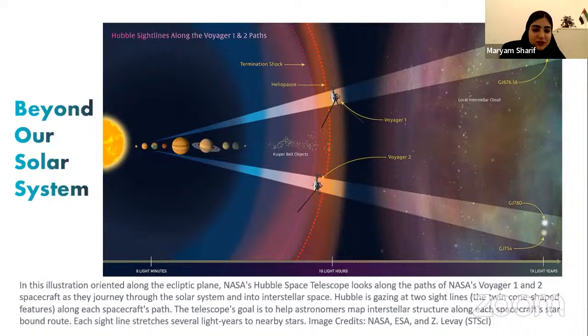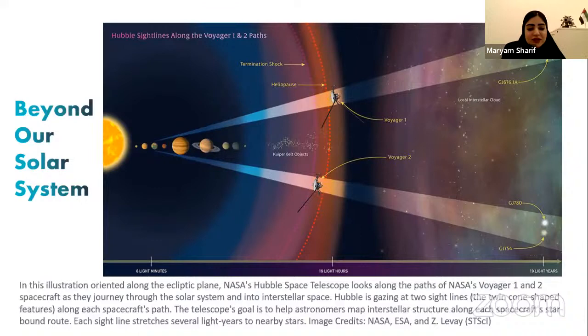As we can see, this is an illustration oriented along the ecliptic plane, as NASA's Hubble Space Telescope looks along the paths of NASA's Voyager 1 and 2 spacecraft as they journey through the solar system into interstellar space. So Hubble is gazing along two sight lines, as we can see in this graph, in a cone shape. The telescope's goal is to help astronomers map the interstellar structure along each spacecraft's star-bound route.